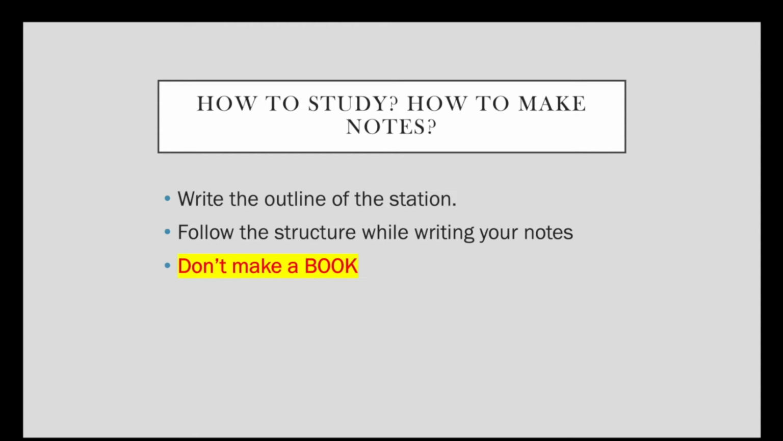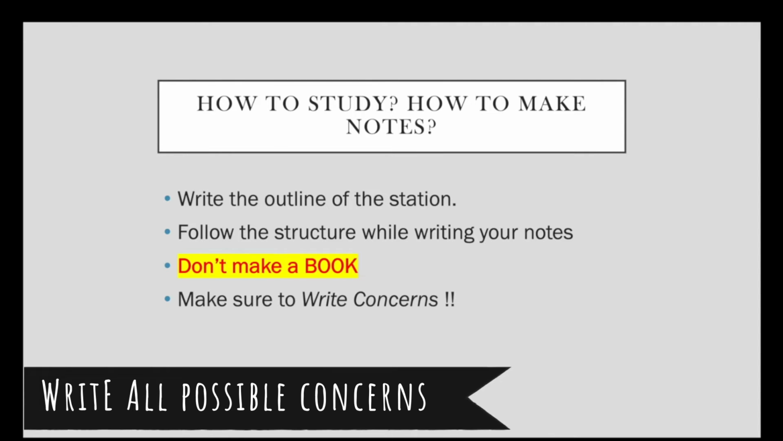Now, obviously, this is one of the very important things that happen when we start making notes. We just keep writing everything. So it's very important that you do not make a book or a textbook. As I said, the outline of the station and the ideas of the station become of prime importance. Once you know these are the ideas, this is how I have to write my entire station. I will show an example in a few slides as well, so that it becomes a little clear what I'm trying to say. Making sure that you write the concerns.